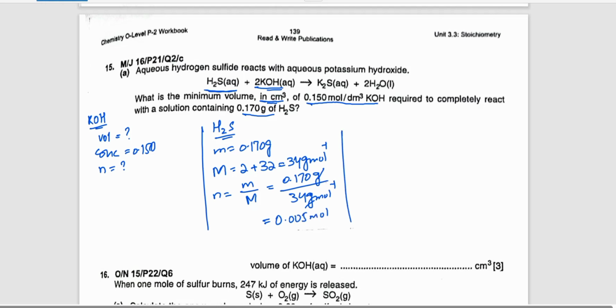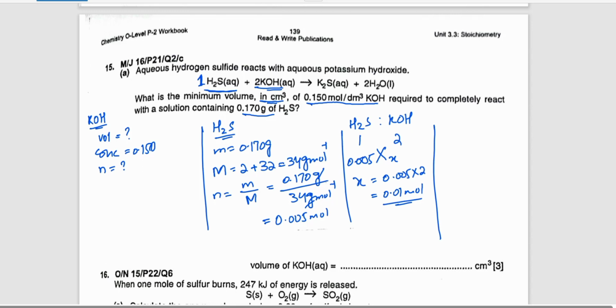So by the ratio method we can find the number of moles of KOH. H2S to KOH: 1 mole reacts with 2 moles of KOH. So if we have 0.005 mole, then X will be equal to 0.005 multiplied by 2. So you will get 0.01. We have got the number of moles n. This is what we were looking for.